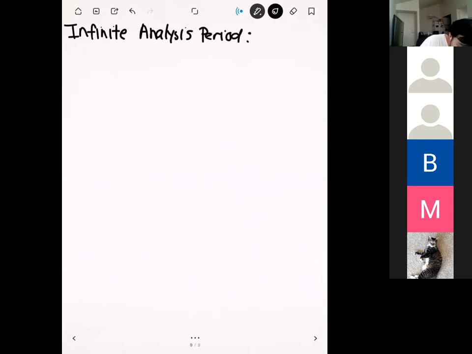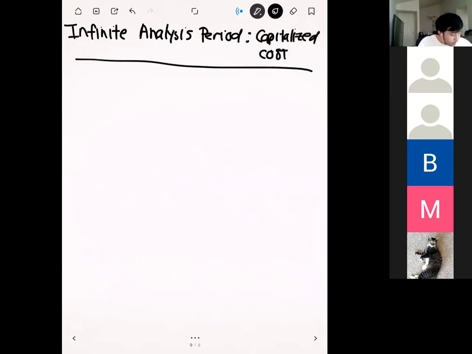Okay. And the concept behind this is something called capitalized cost, and I'll define that in a second. Okay. And so the situations where you would have an infinite analysis period, most commonly these would be public works projects, right?